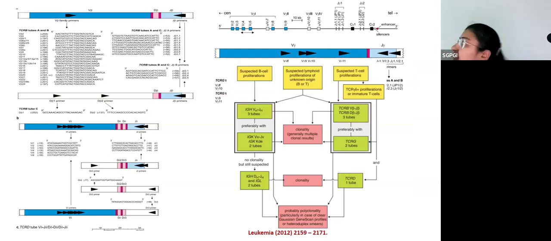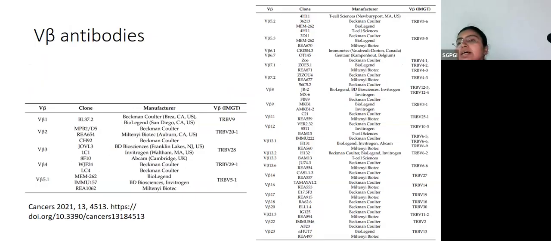What they say is that if you have a suspected T cell proliferation, you go ahead with the TCR-B tubes and TCR-G tubes. But if you have a gamma delta proliferation, in that case, definitely the TCR-D tube should also be done. This is dependent on the rearrangement of the TCR gene.